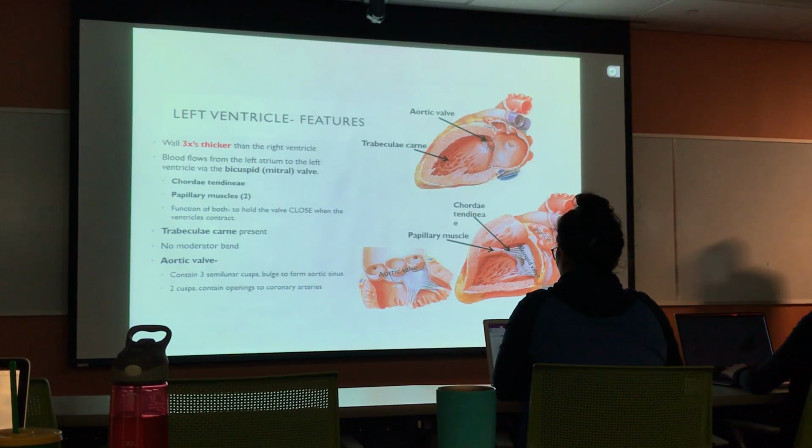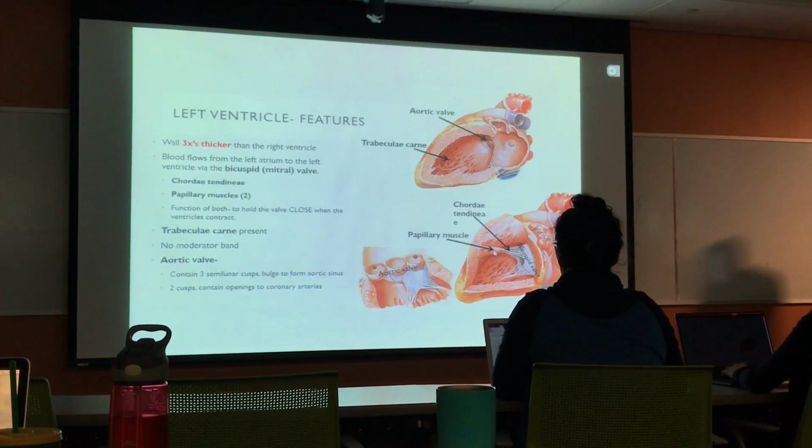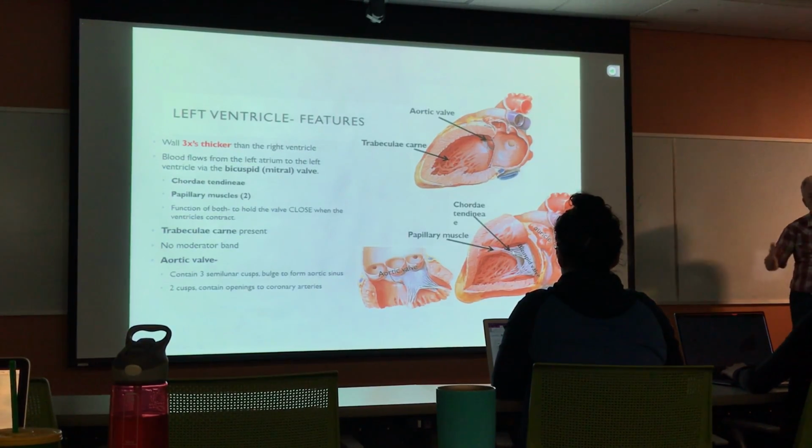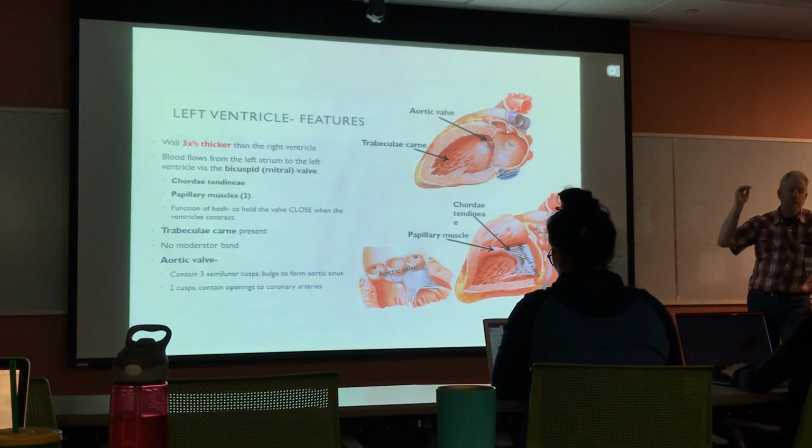So understand that inside of here, there's trabeculae carneae that form the wall, and then there's papillary muscles that are going to be involved with controlling what's happening with this valve. Papillary muscles contract, pull tension on the chordae tendineae to keep the valves closed. They don't open the valve. They keep the valve closed during ventricular contraction.